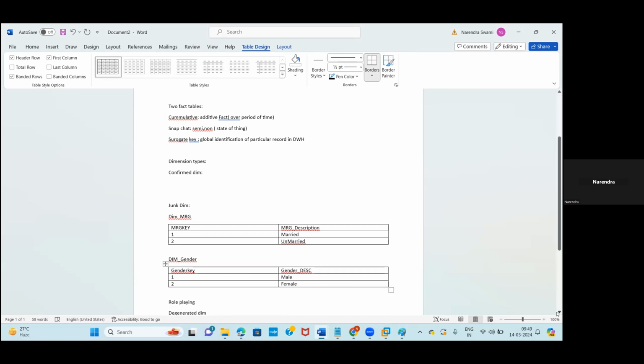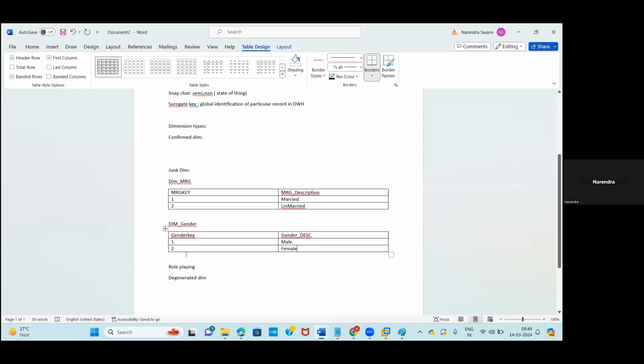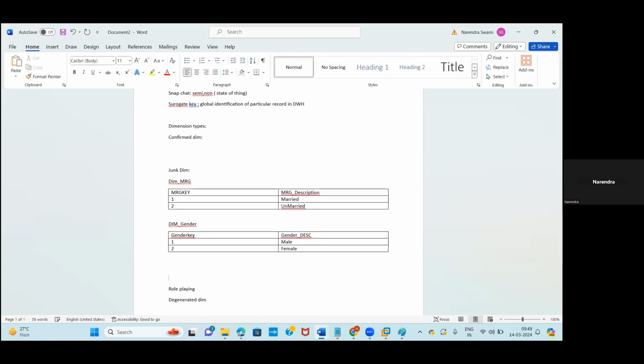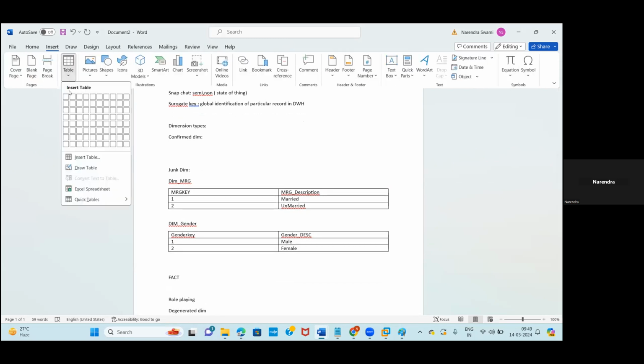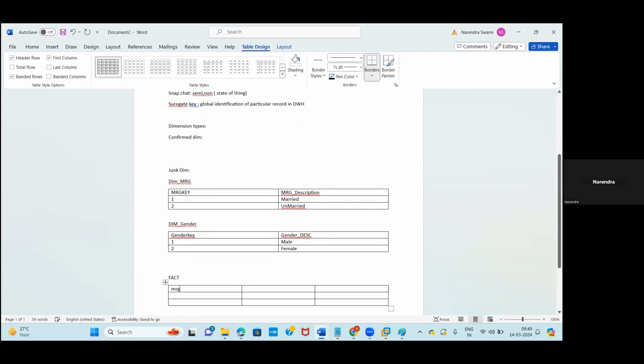Okay, so now these two dimension tables will have keys in a fact table. Like if you take one fact table, that fact table contains two keys, like marriage key and gender key. Some other keys we can have, like employee key, customer key, whatever, as per the click path. So here we are maintaining two keys for these two tables.